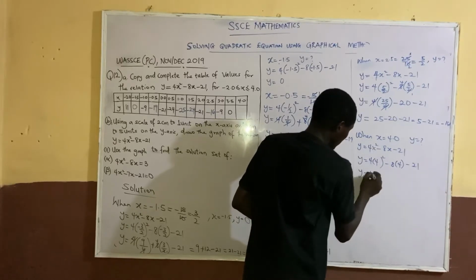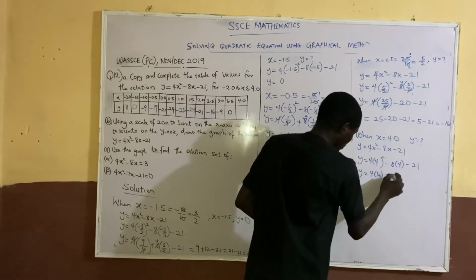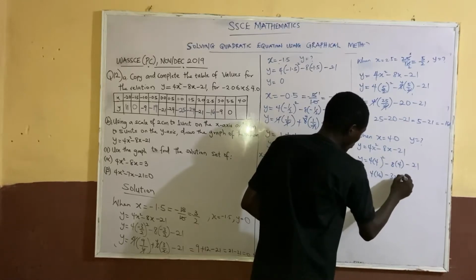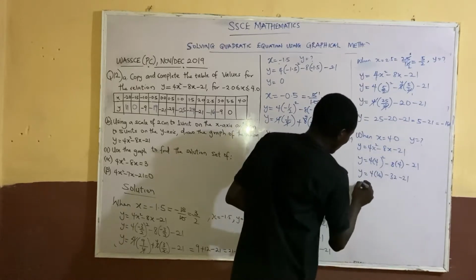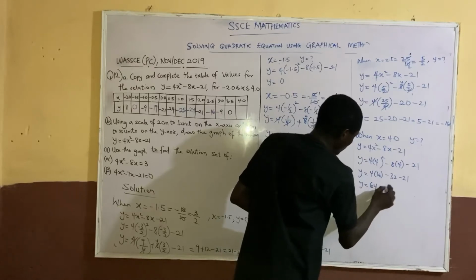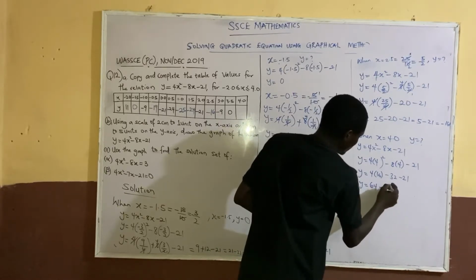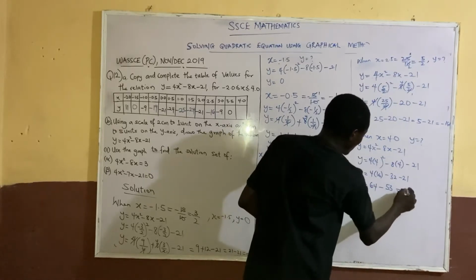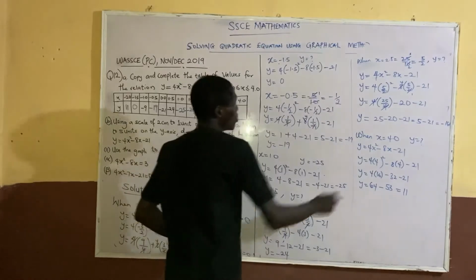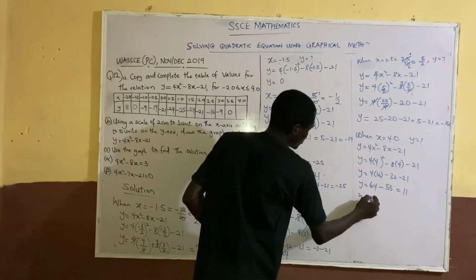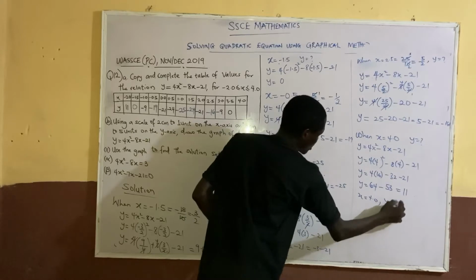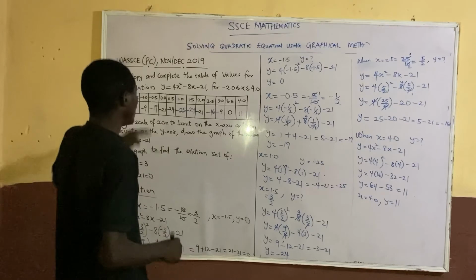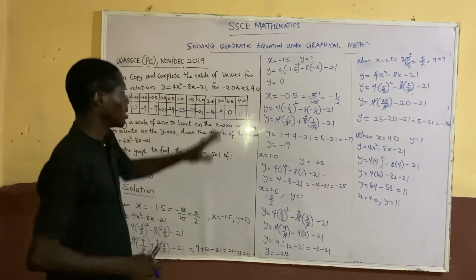4 squared is 16. 4 in the bracket is 64, minus 8 times 4, which is 32, minus 21. So we have y equal to 64 minus, and this plus this is 53. 64 minus 53 will give 11. So y is equal to 11. When x is equal to 4.0, y is equal to 11. So we have successfully completed the table. You can see this is the table of values.